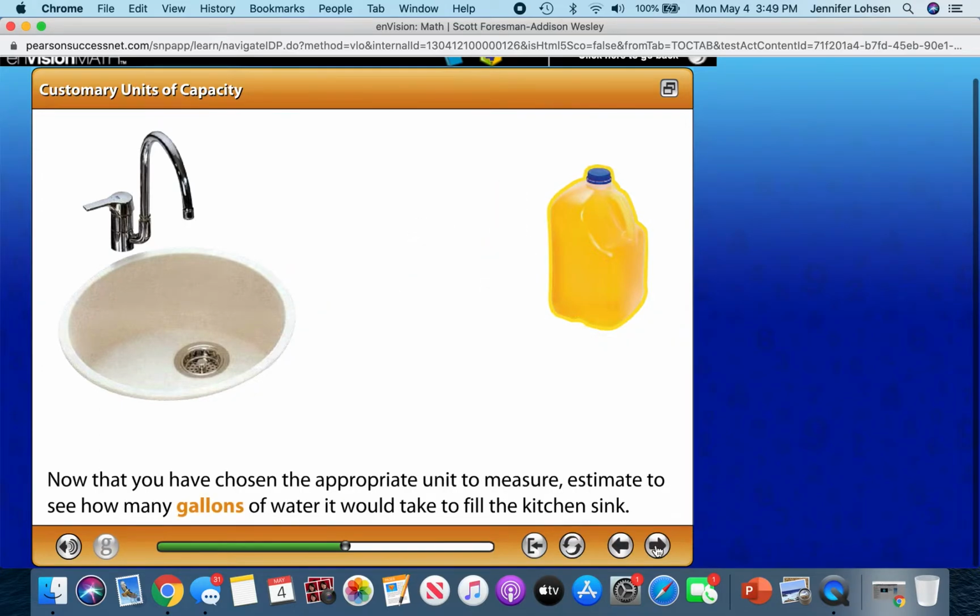Now that you have chosen the appropriate unit to measure, estimate to see how many gallons of water it would take to fill the kitchen sink. Okay, now this is a really hard visualization, guys. So I don't even want y'all to necessarily try. If you want to try, by all means, please do. But just the way that they have this picture shown here and the size of this sink, it's really hard to imagine dumping it out because you don't have that real-life reference.